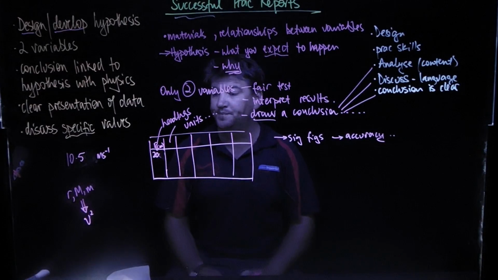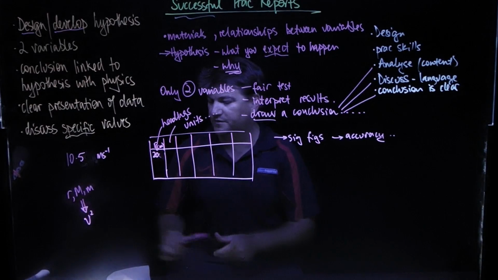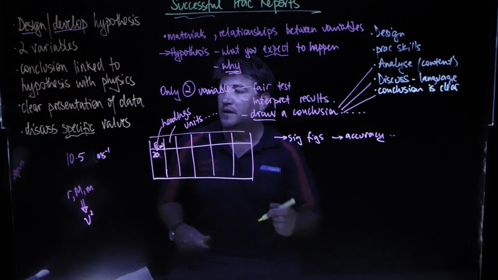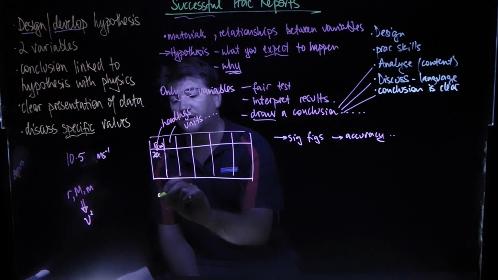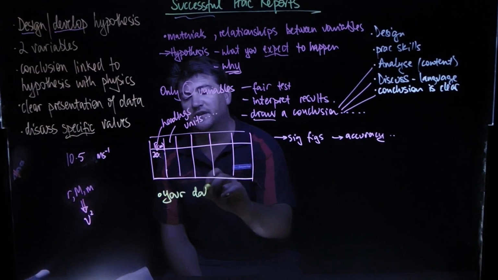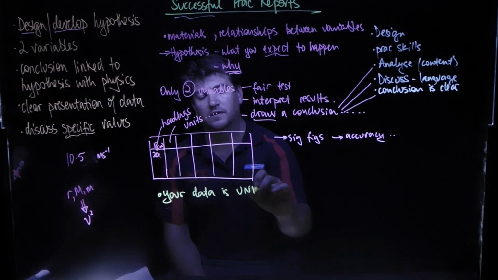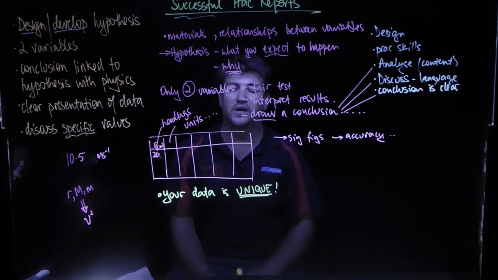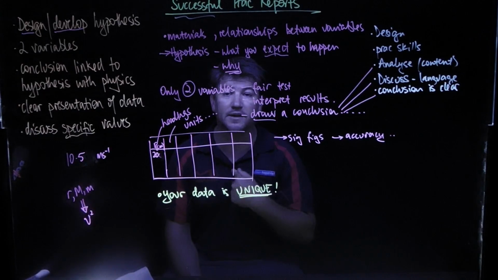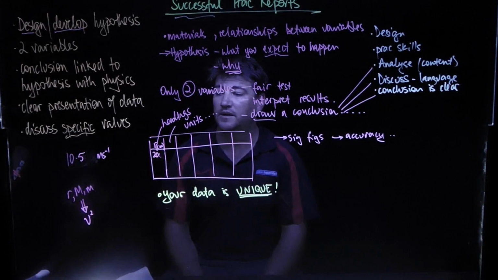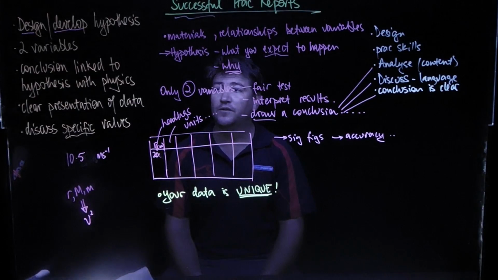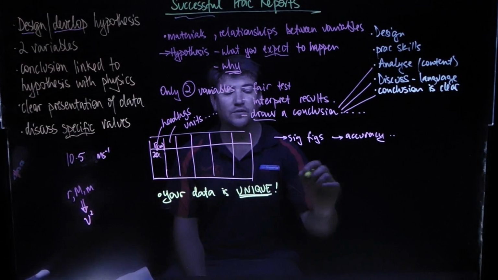Alright, the very last point, I'll change into a different colour so we don't get too lost in whatever else is going on up here. Discussing specific values. So your data is unique. It's very unique. It's your data. It's not my data. It's not anyone else in the class's data, and it's not anyone else in the state's data. You might get data that's actually very similar. You're doing the same experiment, so you'd expect that to happen. But your data is unique. You did the experiment.